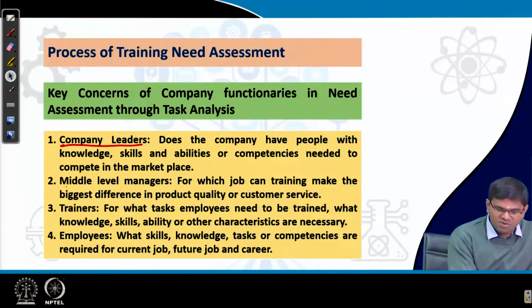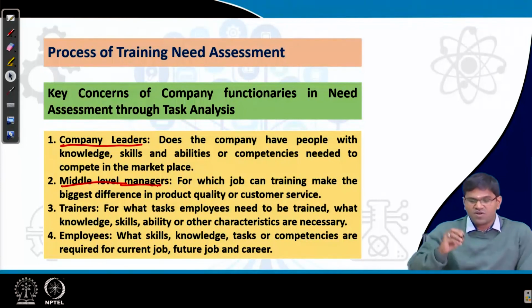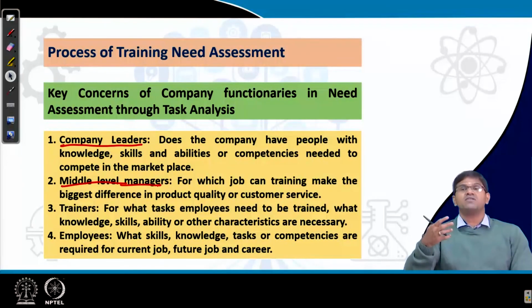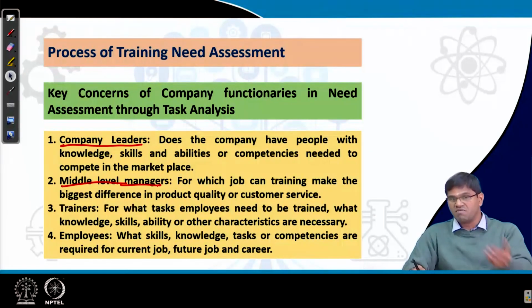Second is about the middle level managers. What do they have to do? They have to determine for which job training can make the biggest difference in product, quality or customer service. So they have to determine, okay, for which job role, when we provide training, it is going to make a lot of difference for us, meaning that it will improve the company performance, or it will add a lot of value to my company, it will bring profit, or maybe better efficiency, better productivity. Then I need to determine to whom it is very, very important.